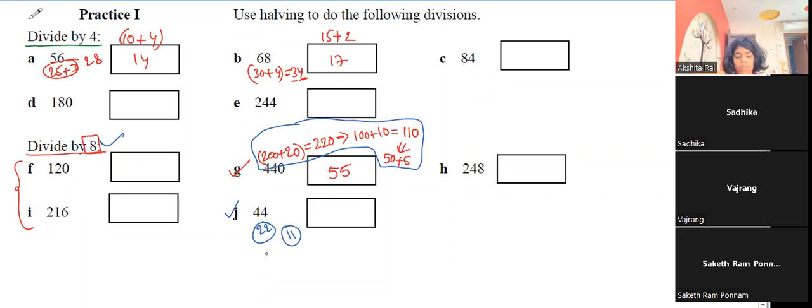So 2 times halving is over and one more time you have to do half. Tell me. 11's half is 5.5. Nothing but 5.5, or we can write like this also. Both are same. Just representation is different. Correct.